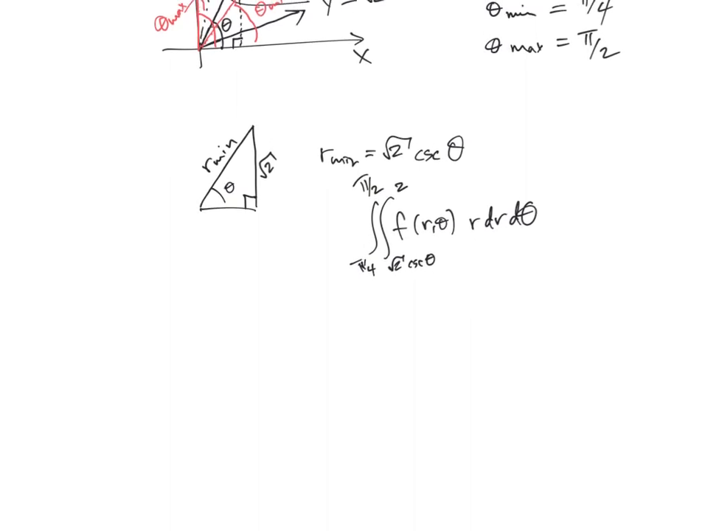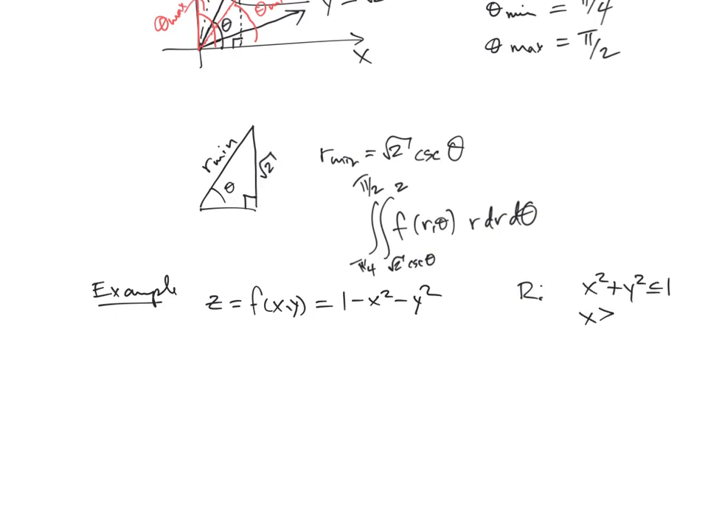Okay, so let's do a relatively simple example on that, where we're told the function we're integrating is equal to 1 minus x squared minus y squared, and our region of integration is x squared plus y squared less than or equal to 1, x greater than or equal to 0, y greater than or equal to 0. It's the same region of integration we dealt with in the previous example where we used Cartesian coordinates and we got a really nasty integral. It's that part of the circle which is in the first quadrant. Okay, that's our region of integration.